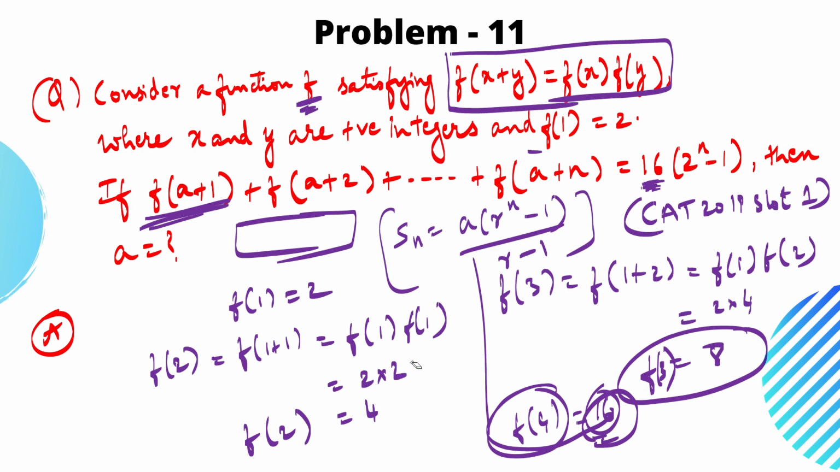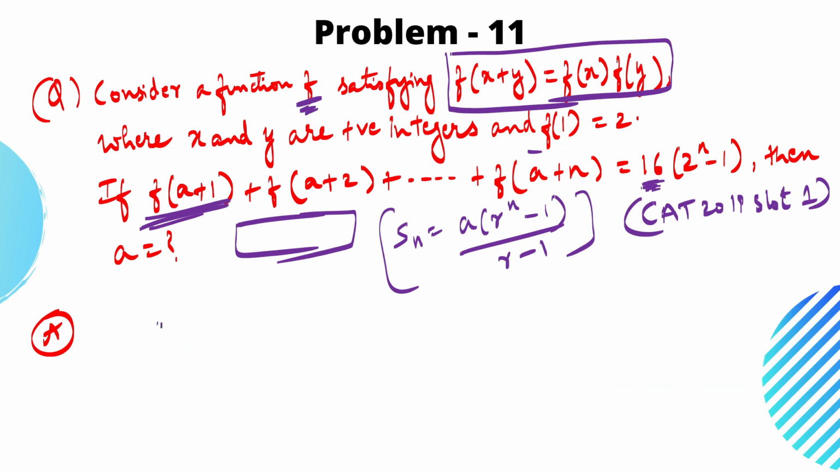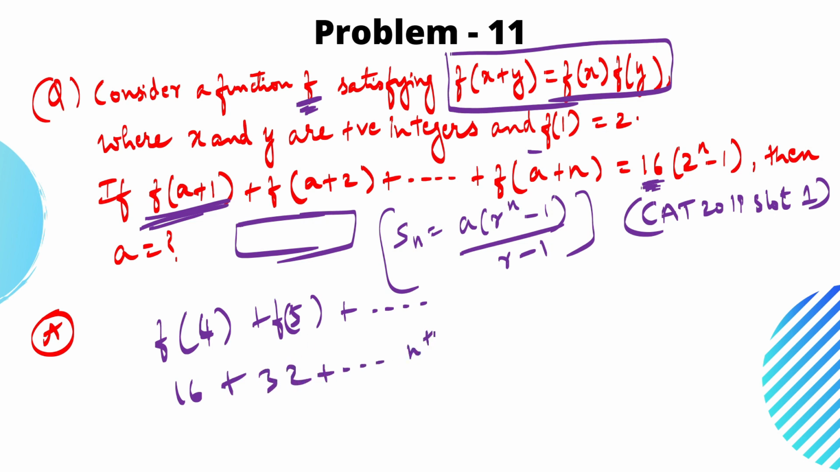Let me erase all this. So as we know, f of a plus 1 starts with f of 4, and then f of a plus 2 is f of 5, and so on. So what is meant by this? f of 4 is 16, the value of f of 5 is 32, and so on till nth. Now this is equal to a into, a is the first one, so 16 into r power n minus 1 by r minus 1, so 2 power n minus 1 by 2 minus 1.